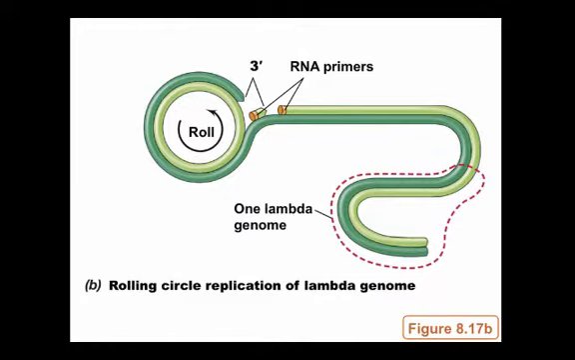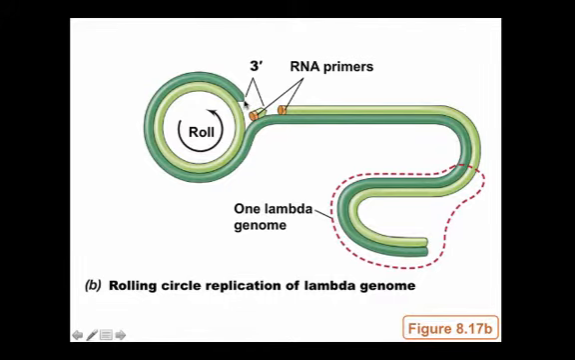So what happens here is that you have one strand, in this case the negative strand. You remember positive is what codes for your protein, negative is what doesn't code for that, which just serves as a template for your DNA polymerase. So here, DNA polymerase, RNA primers, and just extends.